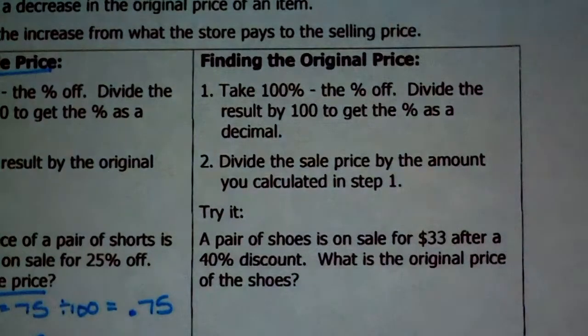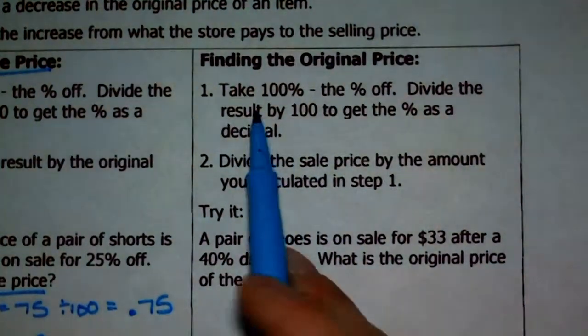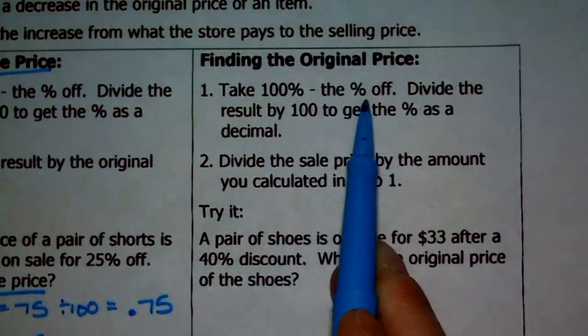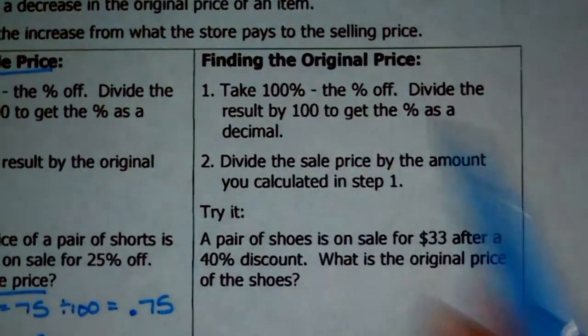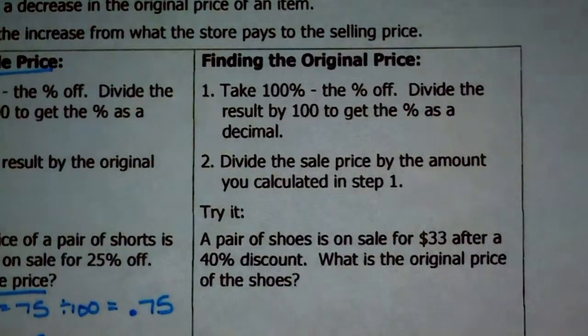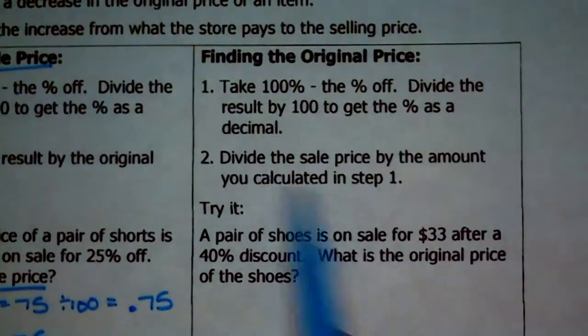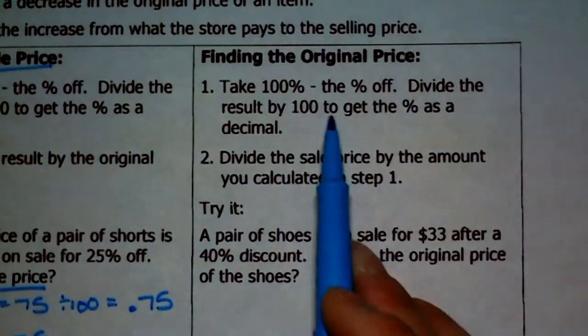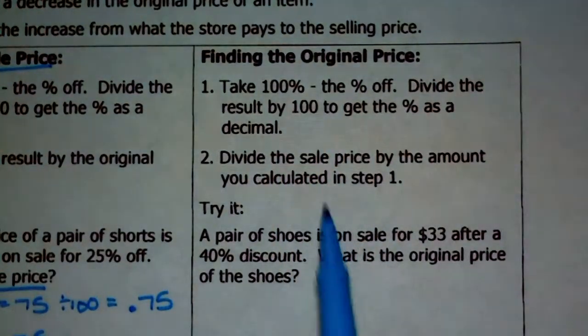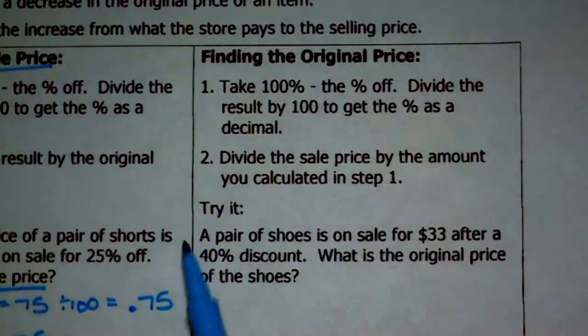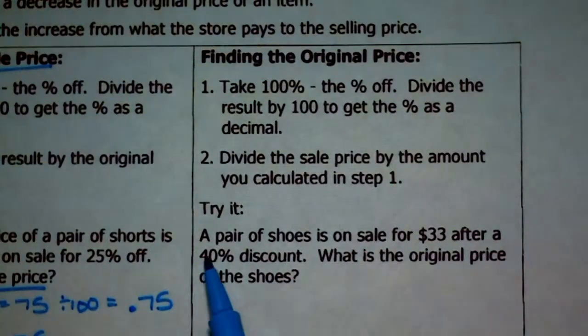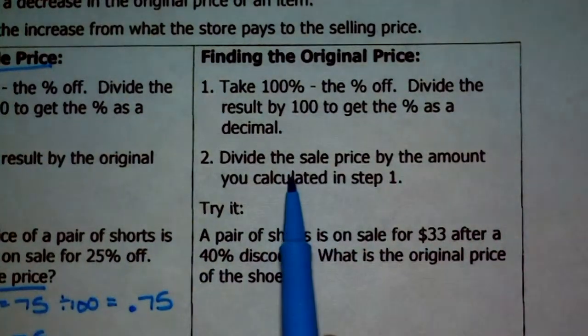All right, so how do you find the original price of an item? Step 1, take 100% minus the percentage off, just like before. Divide the result by 100 to get the percent as a decimal. So step 1 is the same. But now we're doing the opposite, right? We're finding the original price instead of the sale price. So in the sale price, we had to multiply the result by the original price. In this, we're going to do the opposite.